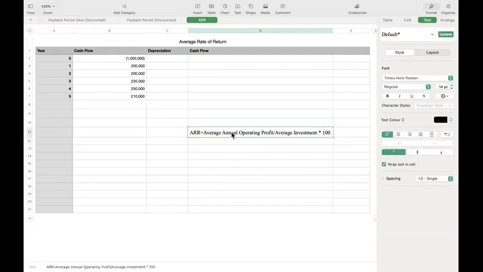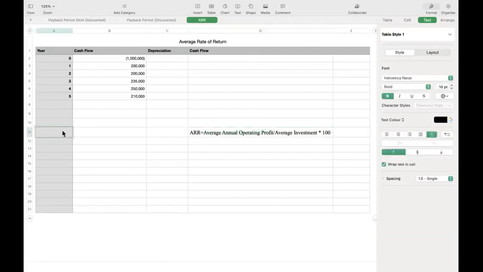In some finance books, you would find a different formula. The formula would be ARR equals average annual operating profit divided by the initial investment into 100. But here I'll be using average investment as the formula. So to calculate ARR, you have to find the information for two factors, which are average annual operating profit and the average investment. So first step, we shall find the information for average annual operating profit.